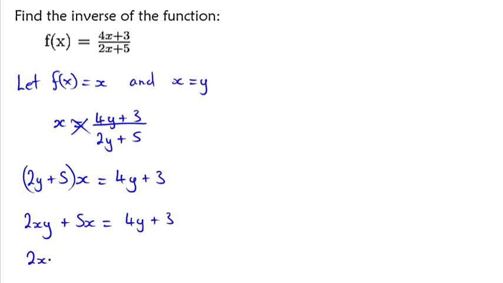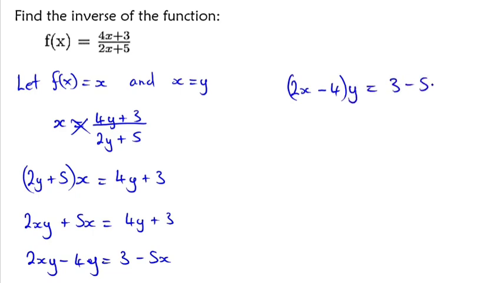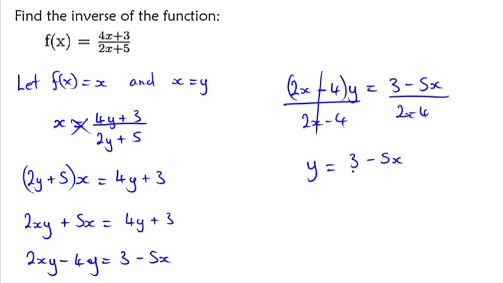So 2xy minus 4y is equal to 3 minus 5x. On the left hand side, if I factor out y, I'll remain with 2x minus 4. Remember, I factored out y. On the right hand side, I have 3 minus 5x. So I'll divide both sides by 2x minus 4. So this cancels here, and y will be equal to (3 minus 5x) divided by (2x minus 4).